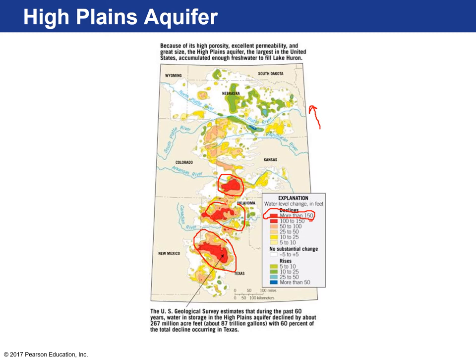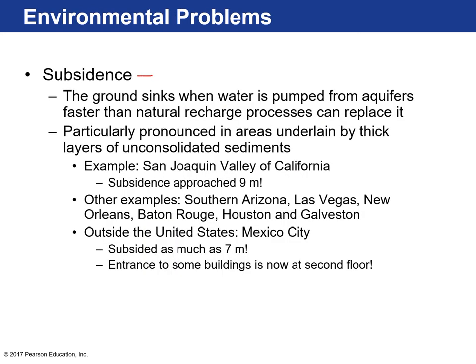What that does is it causes subsidence. All right, the ground will sink if you pump too much water out. Essentially, water fills up the pore spaces. It's almost like support for the ground surface. And if you pump all the water out, those pore spaces are replaced with air, and that can be compactable. So the ground sinks as a result. Some crazy examples of this include the San Joaquin Valley in California, where subsidence has approached 9 meters. That's 30 feet, guys. 30 feet in the past, I think, 50 years.